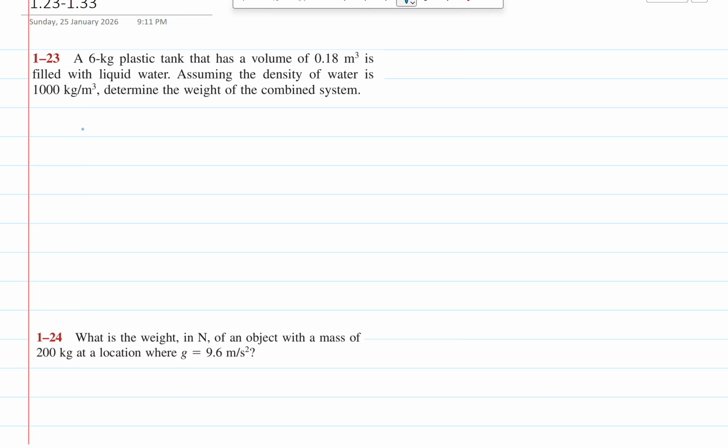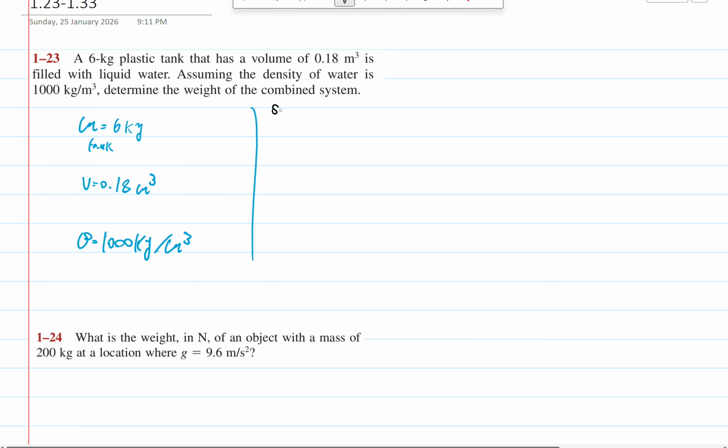I know that we have a mass, the tank. I'm just going to call the mass of the tank 6 kg. I know the volume is equal to 0.18 meters cube. I know the density is equal to 1000 kilograms per meter cube. If I want to find the solution to this question, solution.